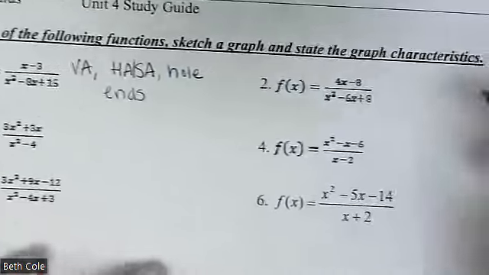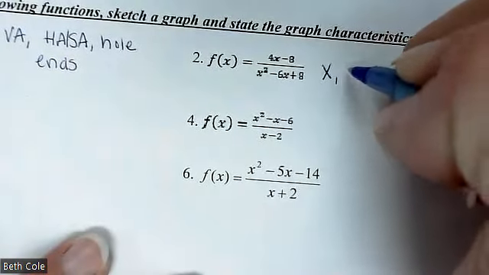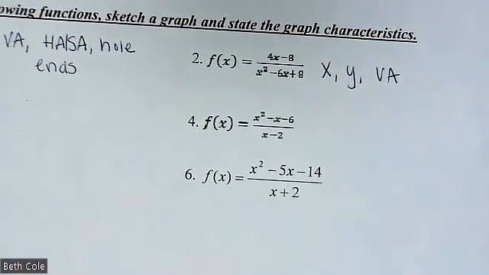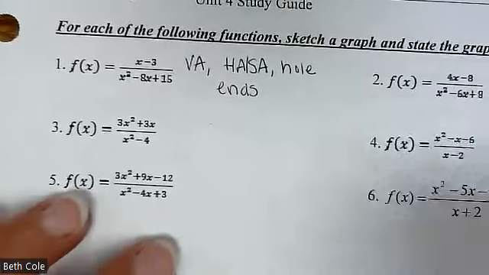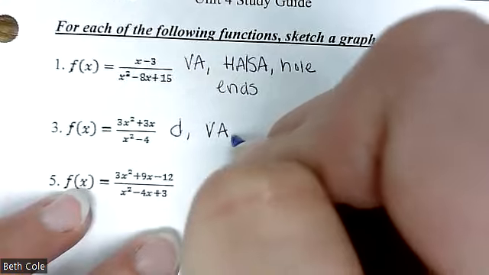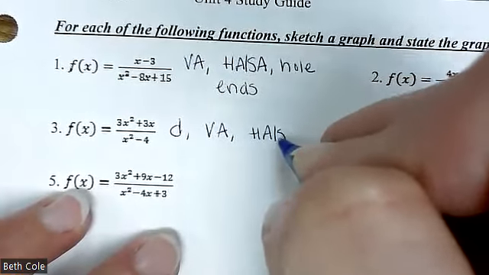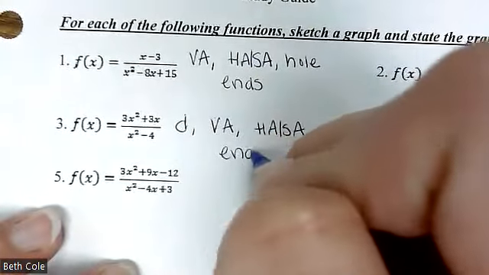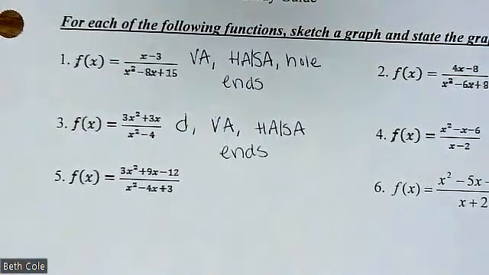For number 2, it's going to be the x-intercept, the y-intercept, and the vertical asymptote. The one that's similar to, like the sibling problem to number 2. Those are the characteristics I'm going to ask. For number 3, it's going to be the domain, the vertical asymptote, the horizontal or slant asymptote, and the end behaviors.